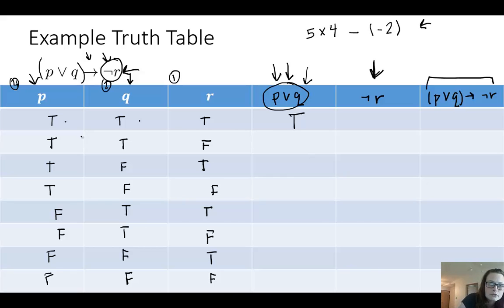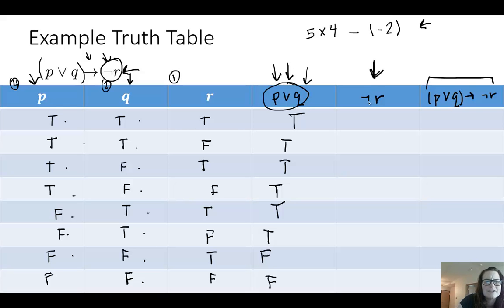So I know true or true is true, true or false is true, false or true. Interesting. Does order matter? Did you guys answer that question? False or true is true. False or false is false. False inclusive or false is false. Okay? So now I have P or Q done.